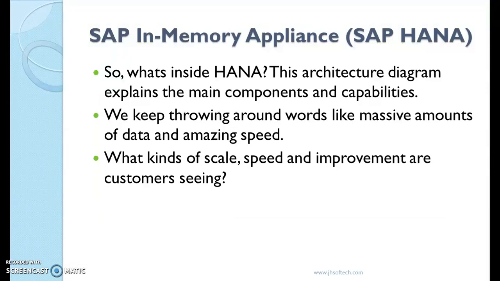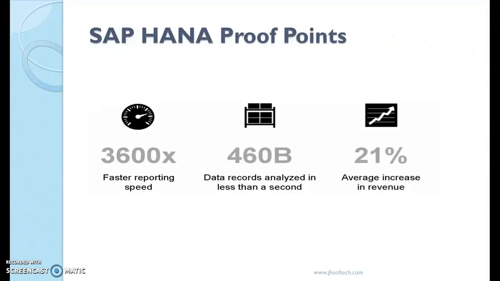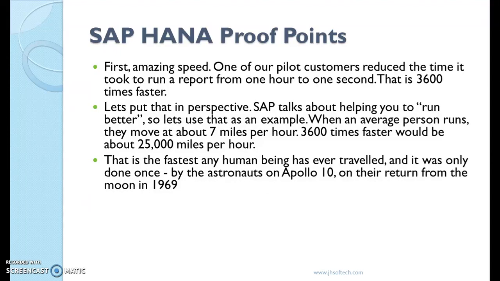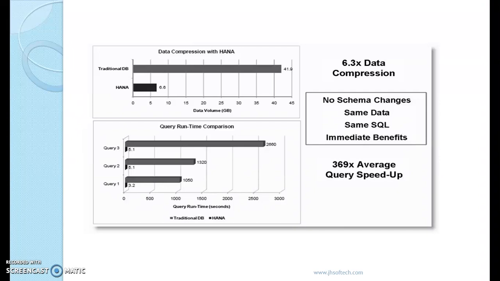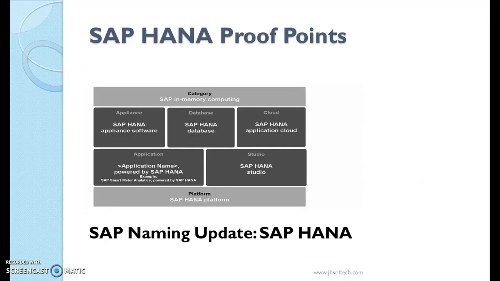So what's inside HANA? We'll see this. As we discussed, it's 3,600 times faster. 460 billion records can be analyzed in less than a second. That's the speed with which HANA works, with a 21% average increase in revenue. It's amazing speed. Now this is a graph which shows the speed and how it has improved. These are the HANA proof points.